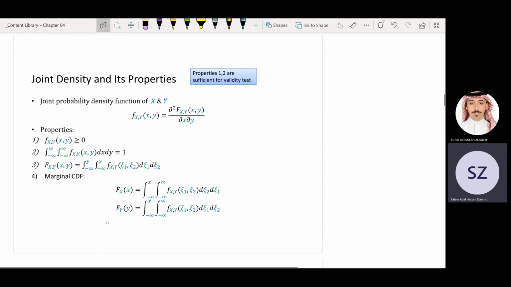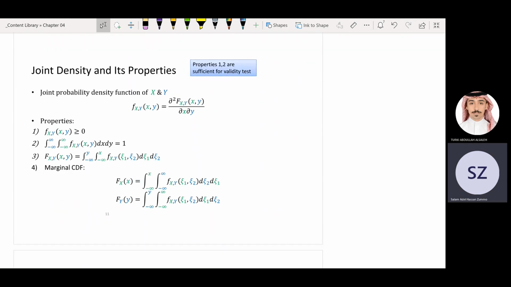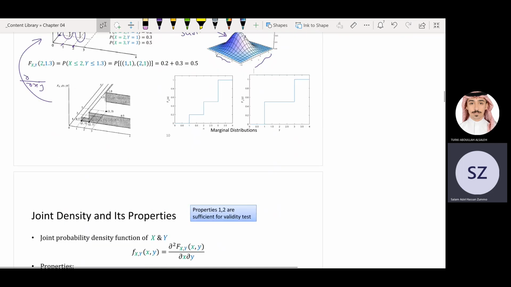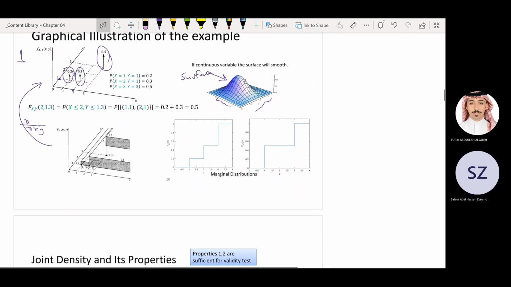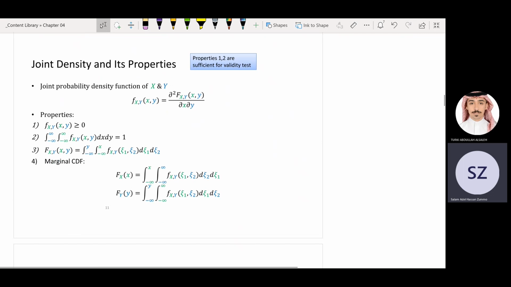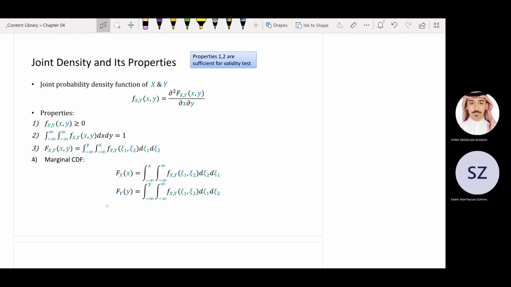Now this takes us to the joint density and the properties of the joint density. We said that if you differentiate this joint CDF twice, once with respect to x, once with respect to y, you get the joint PDF. What is the joint PDF? It's the double derivative of the joint CDF with respect to x and y. It doesn't matter whether you start with x or y.